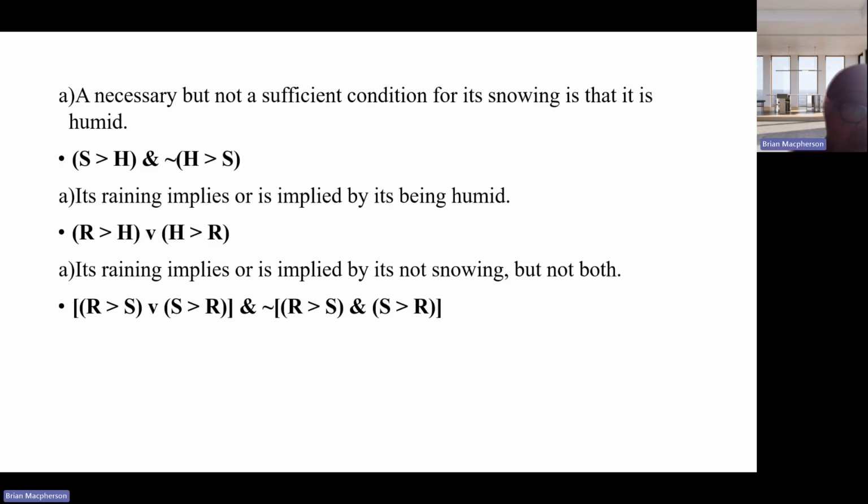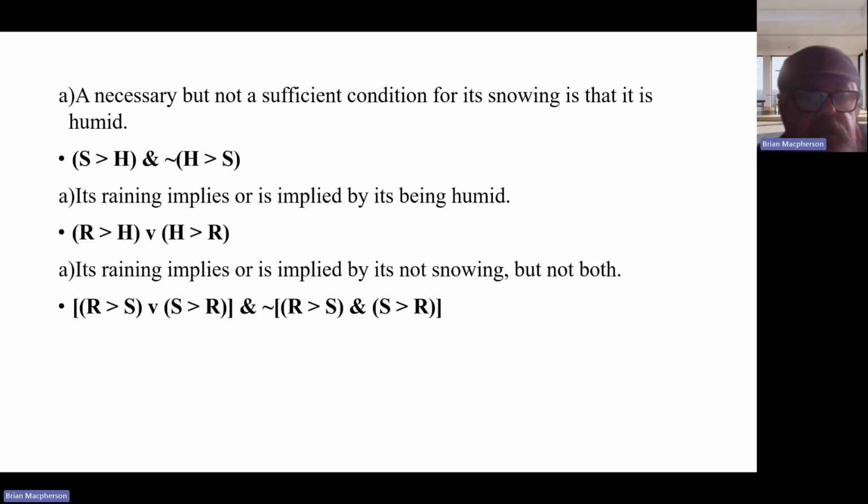A few more. A necessary but not a sufficient condition for it snowing is humid. So remember, necessary condition is the consequent of the conditional. Sufficient condition is the antecedent. So if I'm saying that it's being humid is necessary for it snowing, that would be S then H. But I'm also saying that it's not a sufficient condition. Well, H being a sufficient condition for S would be H then S, but because it's not a sufficient condition, then it's not H then S. So S then H and not H then S.